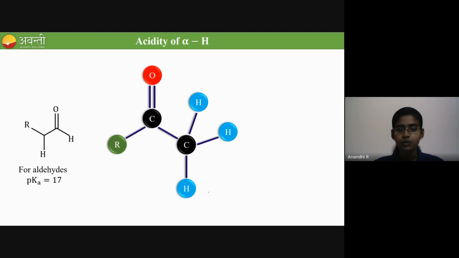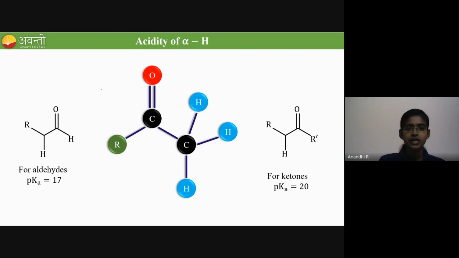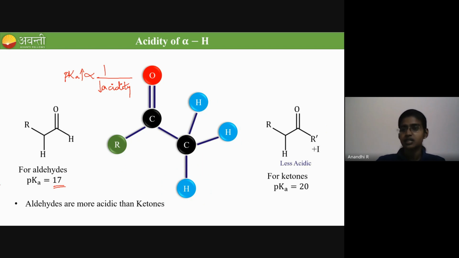Now talking about aldehydes and ketones. Aldehydes have a pKa value of 17 and ketones have a pKa value of 20. pKa is inversely proportional to acidity. The one with the higher pKa value is least acidic, and the one with the lower pKa value is more acidic in nature. Aldehydes have a pKa value of 17, which is less than ketones. Since it has a lesser pKa value, aldehydes are more acidic than ketones.